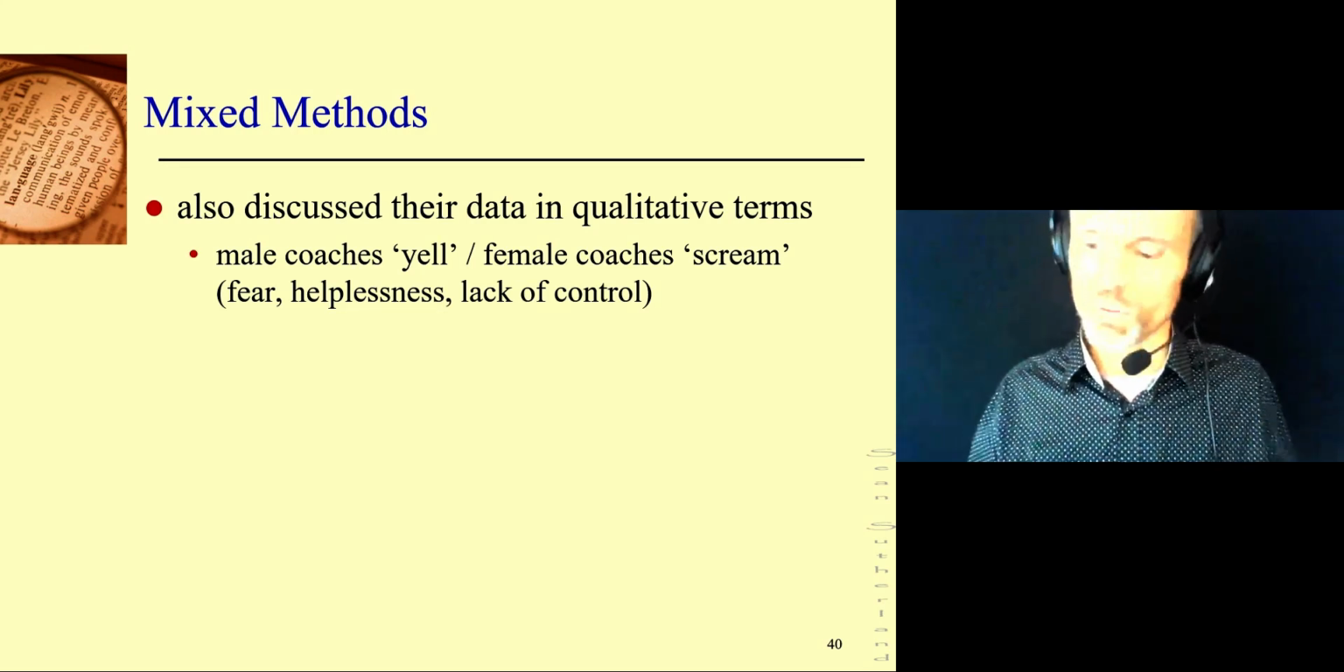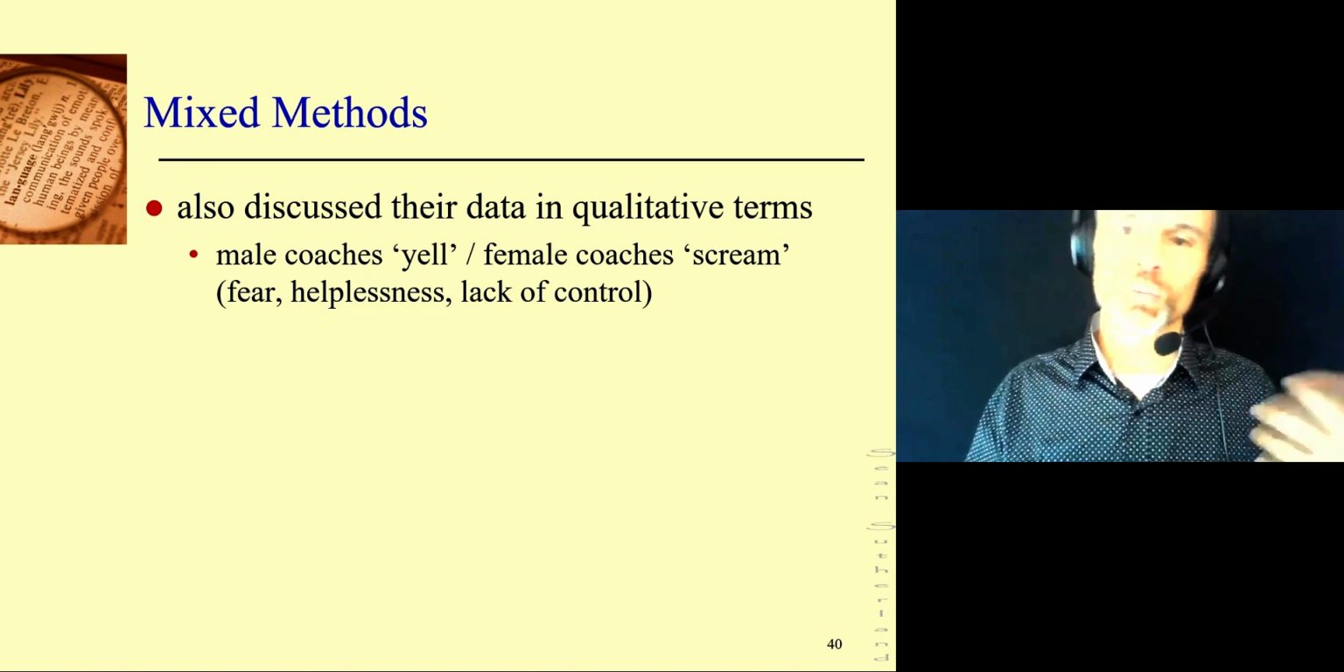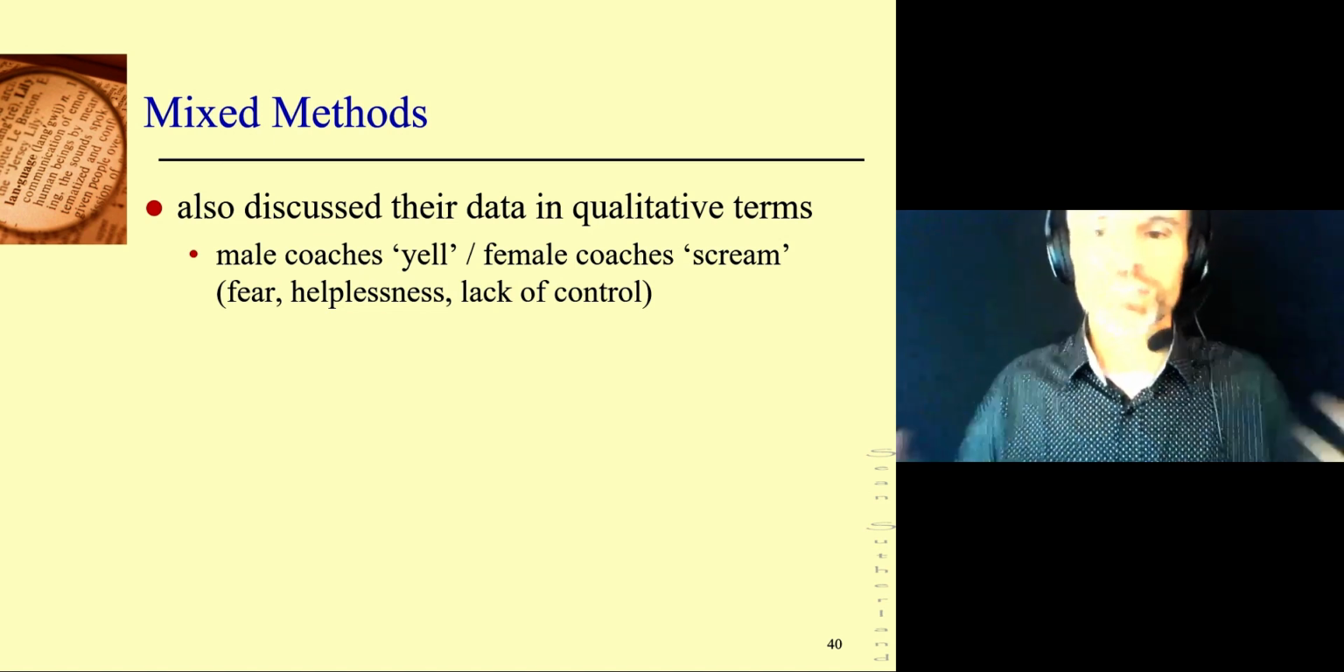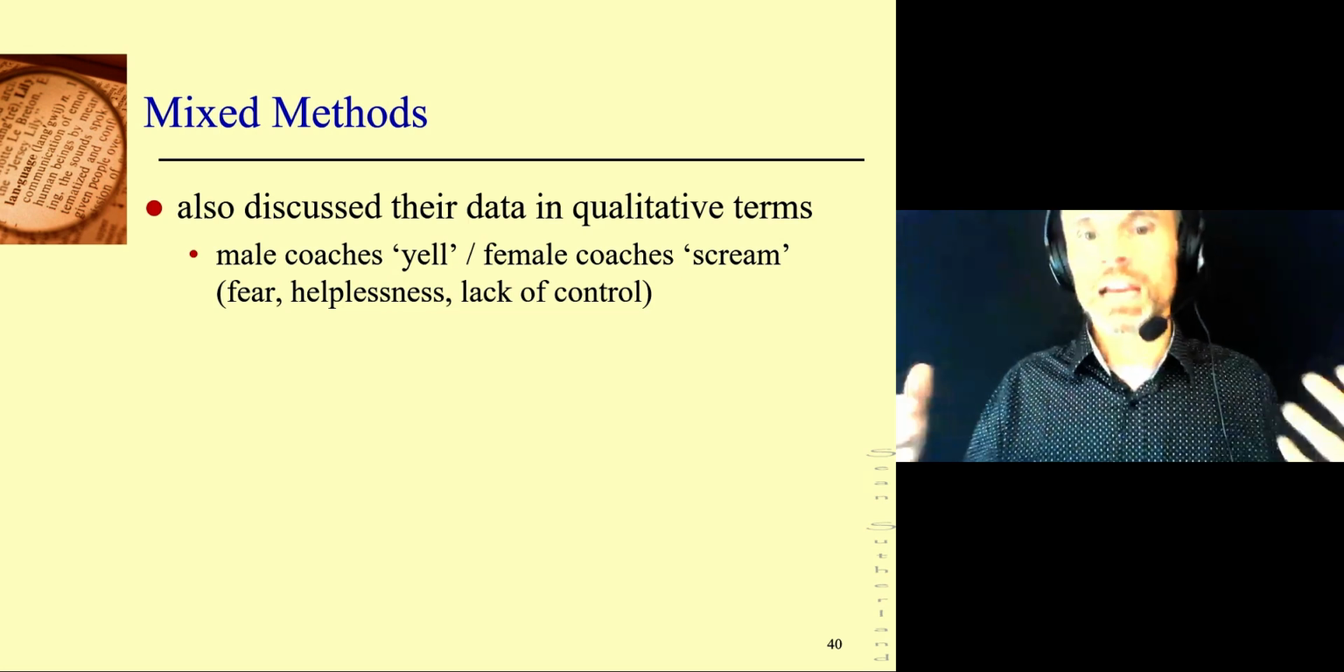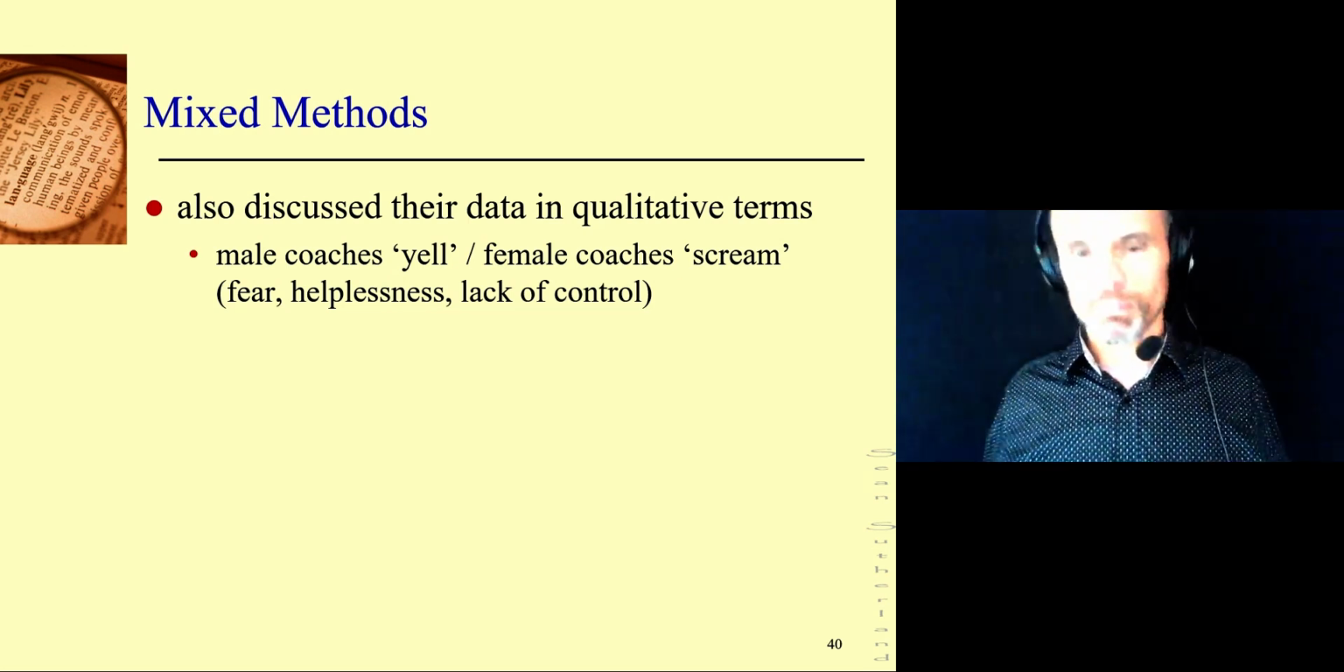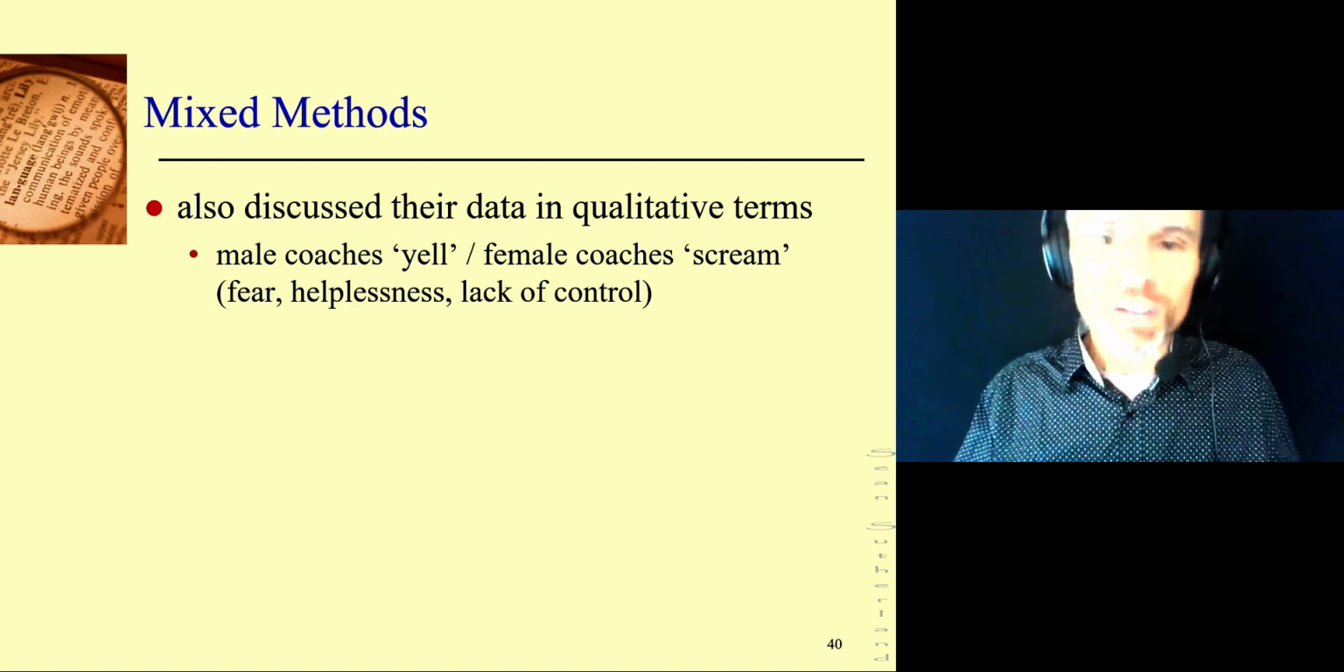What are the qualities of the word yell? What are the qualities of the word scream? Yell is aggressive, scream is passive. Yell is masculine and scream is feminine.